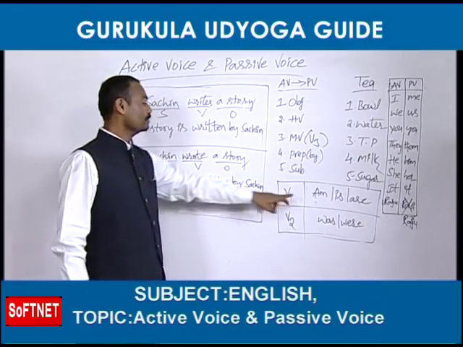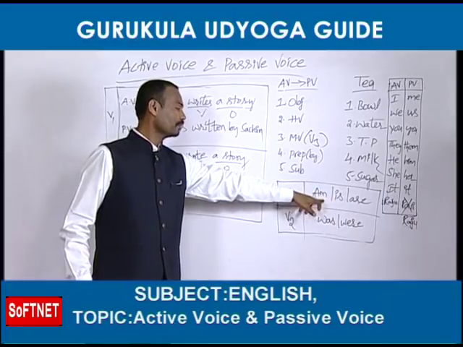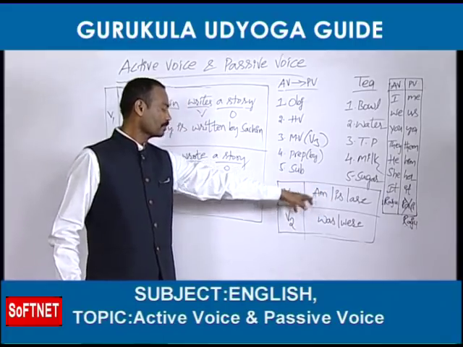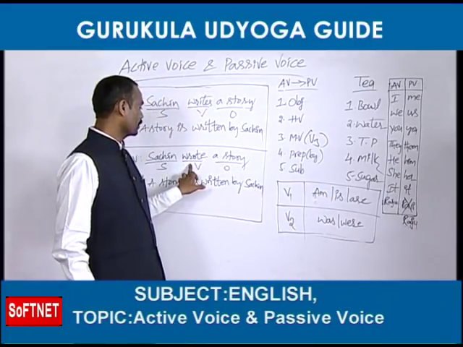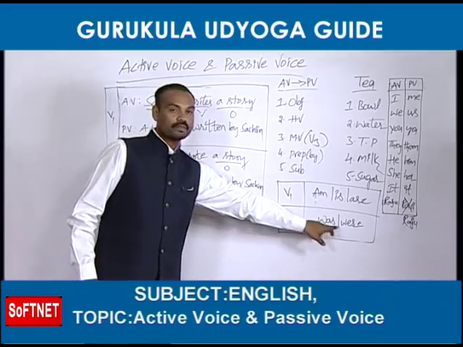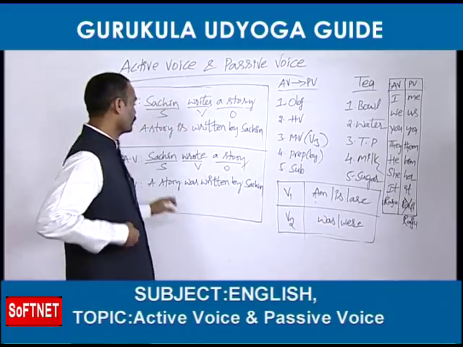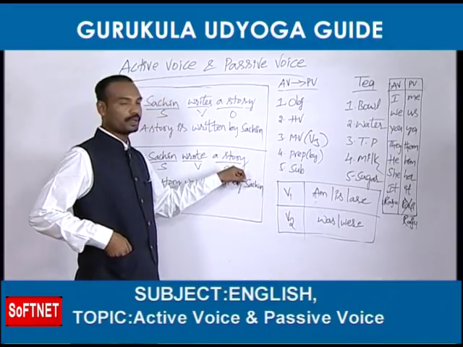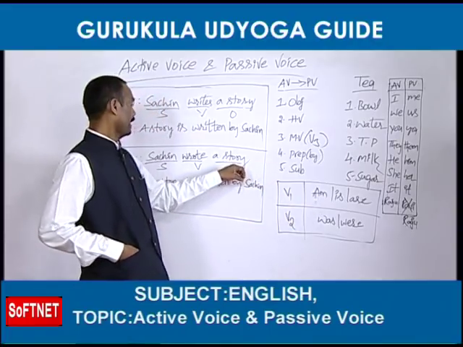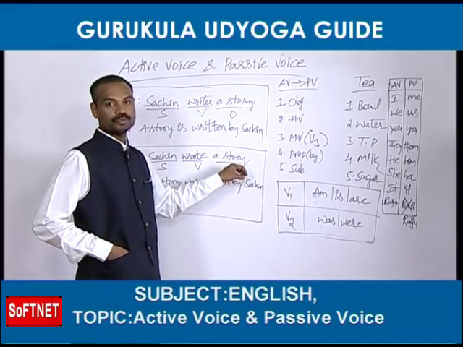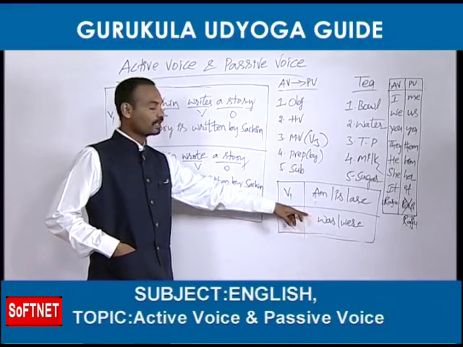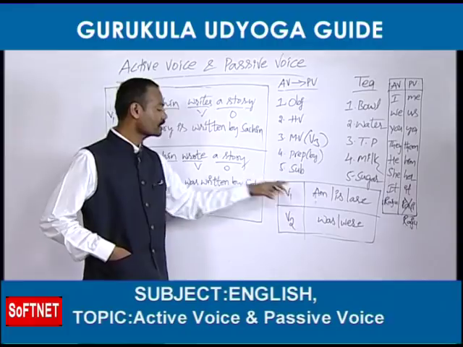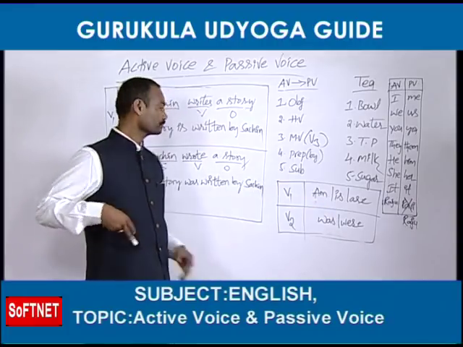If it is V1, you should take the helping verb or main verb's base form from that list. If the main verb is in the second form, you can take either was or were from this list. Was or were depends upon the object in the active voice. If the singular object is there, was should be taken. For plural objects, were should be taken.